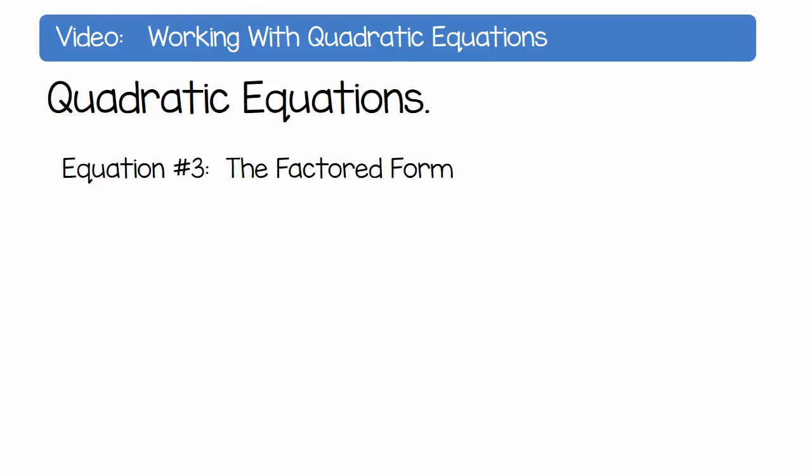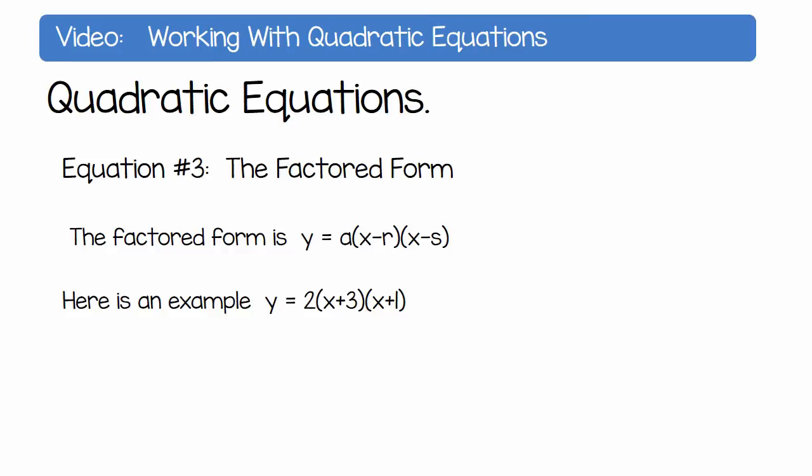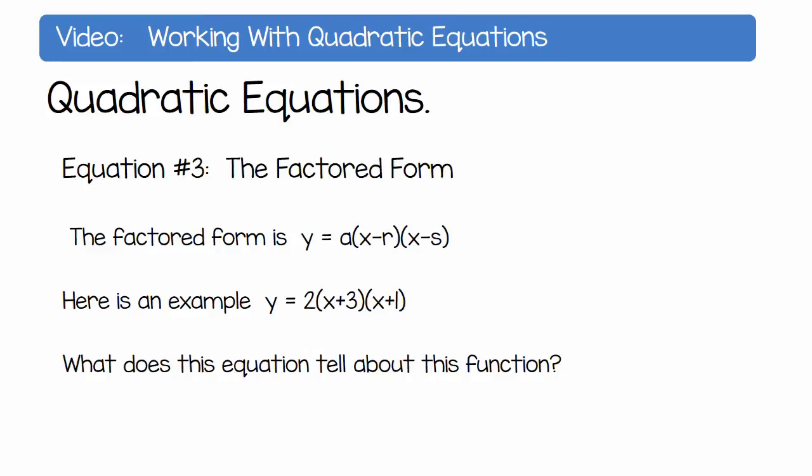Equation number 3, the factored form. The factored form is given as y equals a times (x minus r) times (x minus s). Here is an example. Y equals 2 times (x plus 3) times (x plus 1). What does this equation tell us about the function?